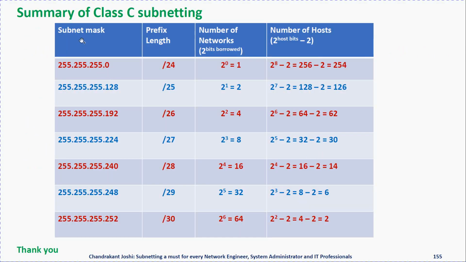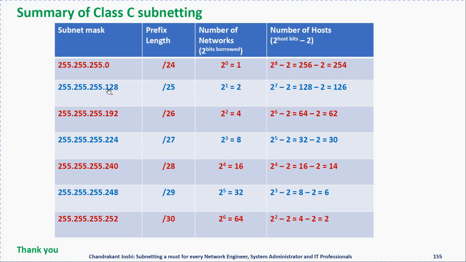Let us have a quick summary of class C subnetting. This is the default 255.255.255.0, or /24. Remember, this is the subnet mask and this is the prefix length, so these two mean the same thing. How many bits have we borrowed? We did not borrow anything in the default. So 2 power 0 equals one single subnet, and hosts will be 254 by this formula.